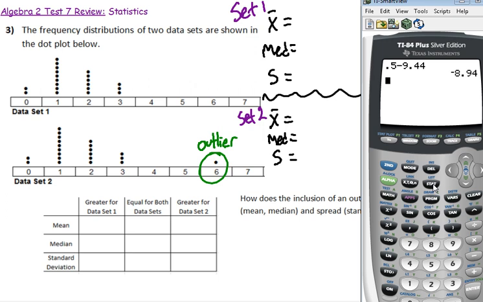So let's go back to stat, edit, clear out the numbers from the last problem, and let's do data set 1. So it looks like there's, starting on the left here, two zeros. So I'd hit 0, enter twice. So 0, 0. Got a lot of ones here. 1, 2, 3, 4, 5, 6, 7, 8, 9. So 9 ones. And then we've got 1, 2, 3, 4, 5, 6 twos. And we've got 3 threes.